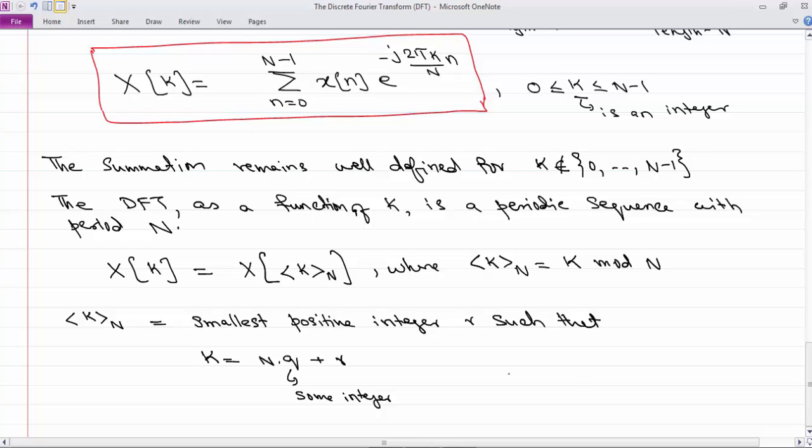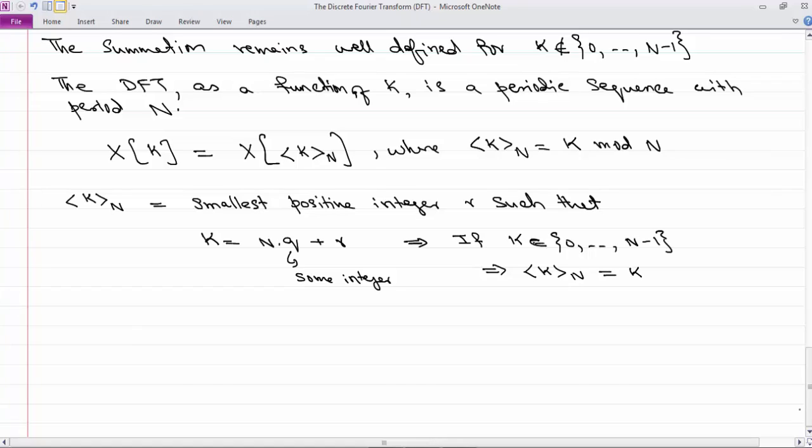So if you translate that further, what it means is that if k is in the range 0 to n minus 1, then k mod n equals k. So if k is a number between 0 and n minus 1, you get back k. Okay.